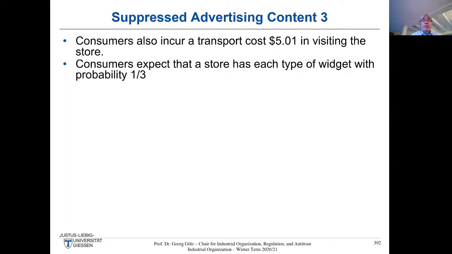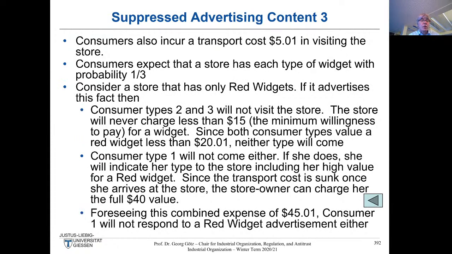Simon Anderson and Regis Renault assume that it's $5.01 in visiting the store, and the consumer expects that the store has each type of widget with probability 1/3. So if there is no further information, you think it's equally likely that the widget on offer at this store is red, yellow, or what was the third? Was it blue? I think it was blue.